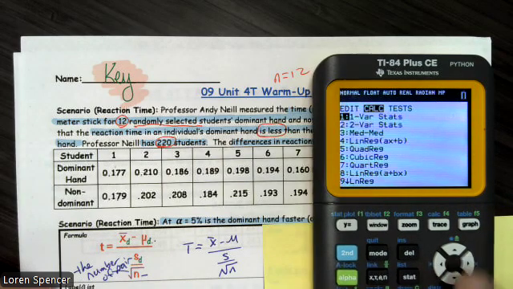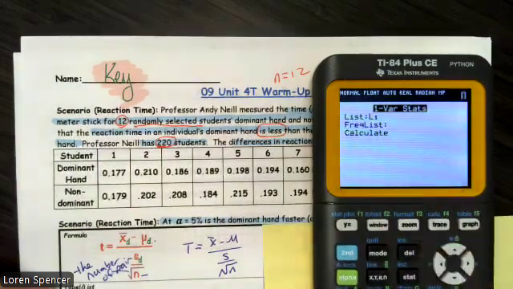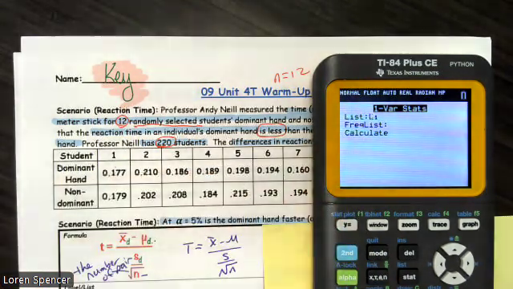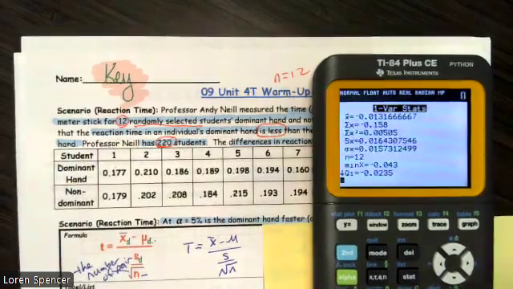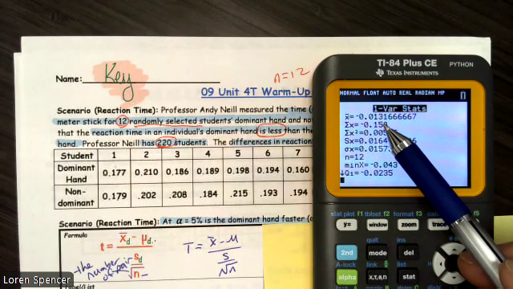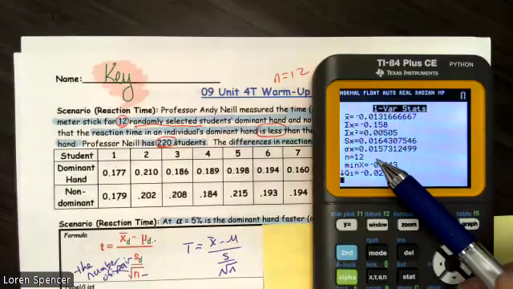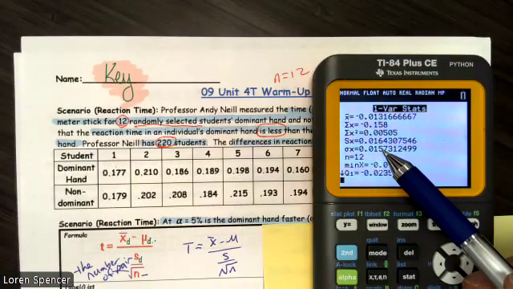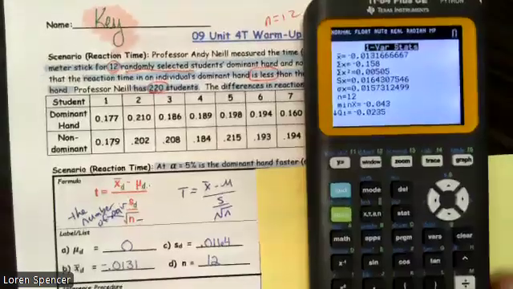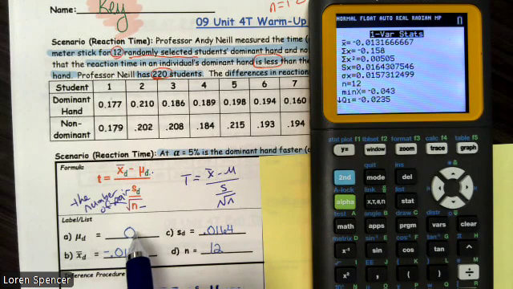And I'm going to do stat calc, one var stats, and make sure that you have your L3, because that's where the differences are. We don't really care about the dominant hand. We're looking for the differences. And there it is. There's my sample mean, negative 0.013. So it looks like it's a little bit faster on average. And there's my standard deviation. So we're going to go ahead and record that. And as I said before, we're assuming that there is no difference in time.